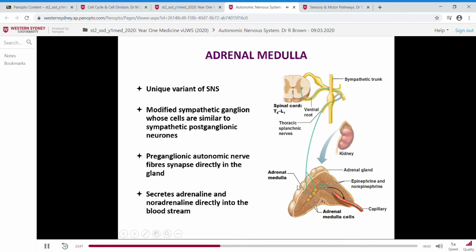It's about 80% adrenaline, 20% noradrenaline that it releases. There is a small amount of dopamine. So directly into the bloodstream, so it's hormonal, okay? So it's a little bit slower to take effect, but it lasts longer if you have these hormones released from the adrenal medulla.